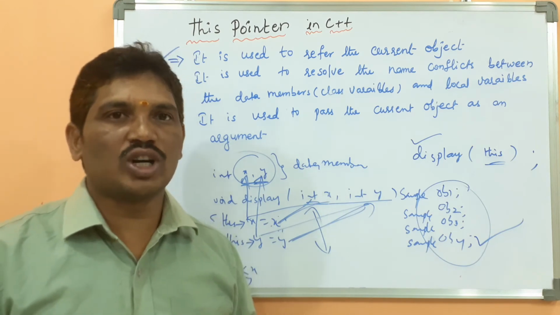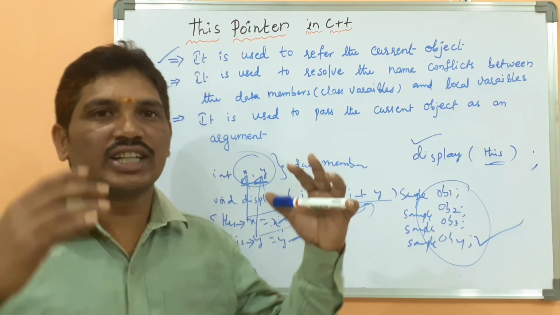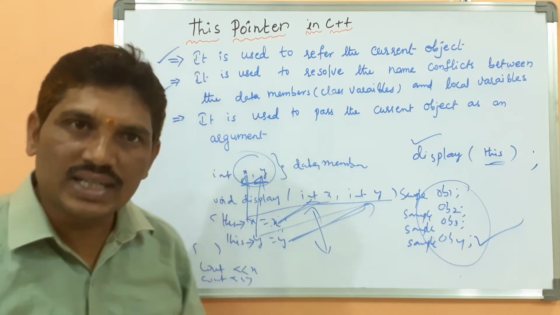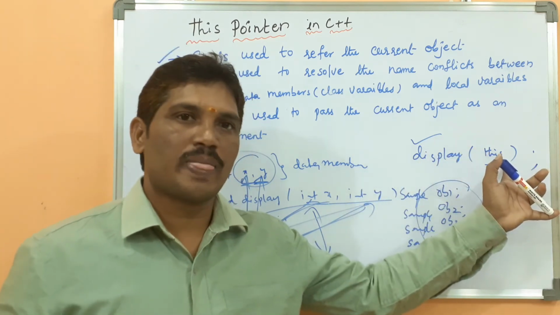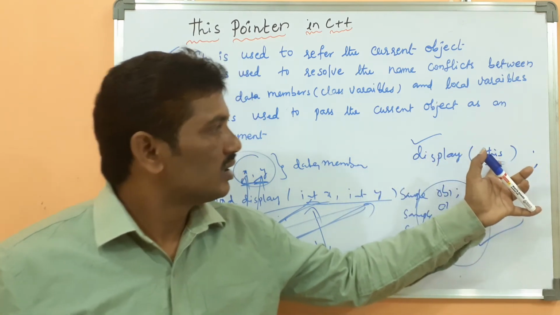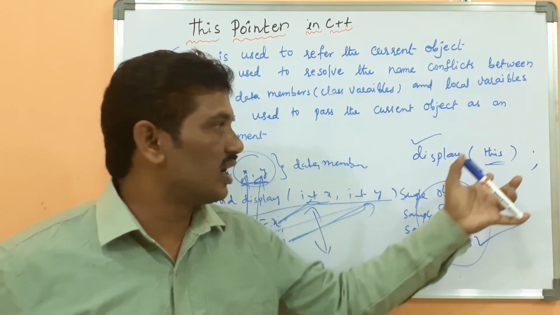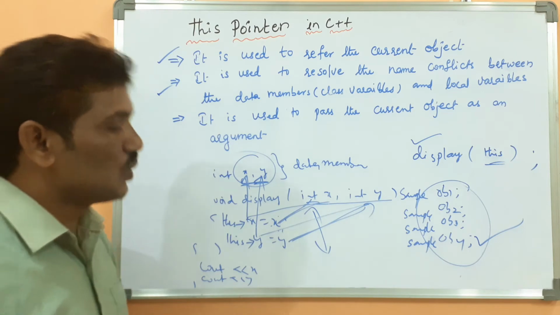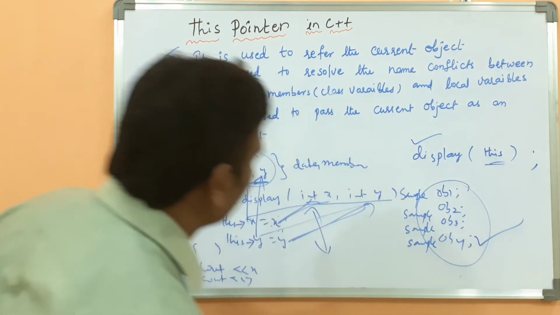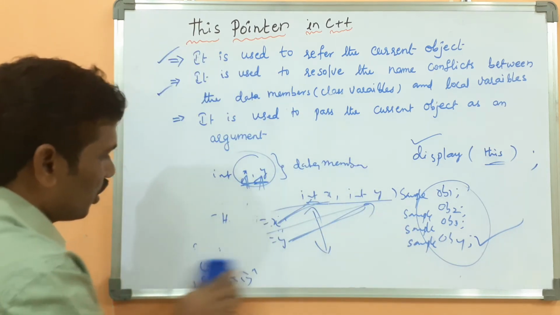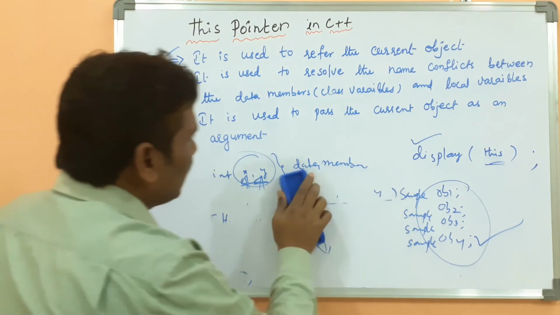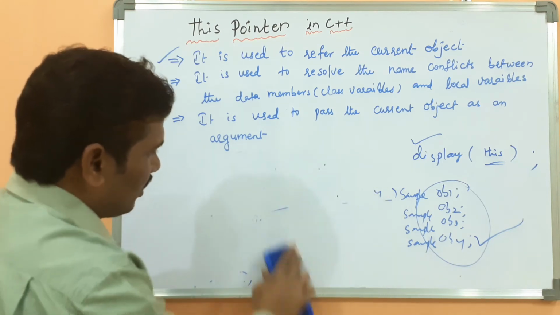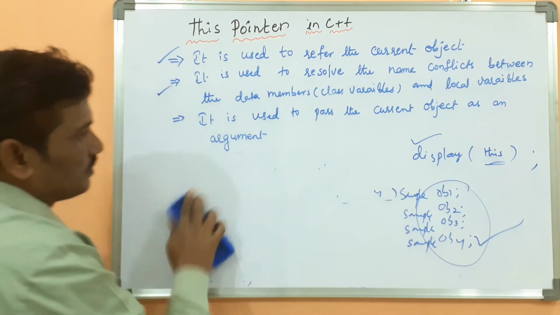We don't want to pass the object as an argument. Here, suppose you create 100 objects of a class. How should you pass the current object to a particular function? Just write this pointer. Then automatically the current object of the class is passed as an argument to a particular function. These are the uses of the this pointer concept in C++. Then I am going to write an example for this pointer concept in C++. I hope it is clear to everybody.